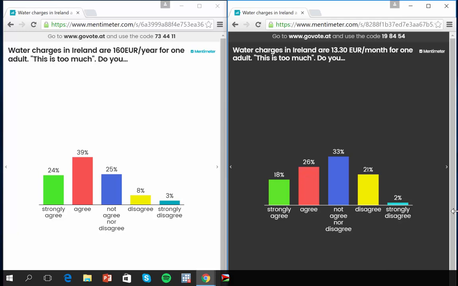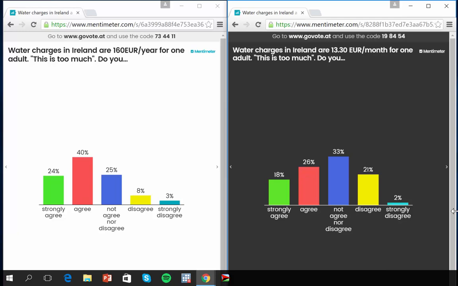Look at the answers. Isn't that beautiful? Because now you see that in the case where we had lower numbers, people shifted towards the not disagree part. It's a smaller number, right? You just read the smaller number, 13.30, while in the other case, you guys read 160. 160 sounds bigger than 13.30. Well, in fact, it's exactly the same money that you pay for your water charges.